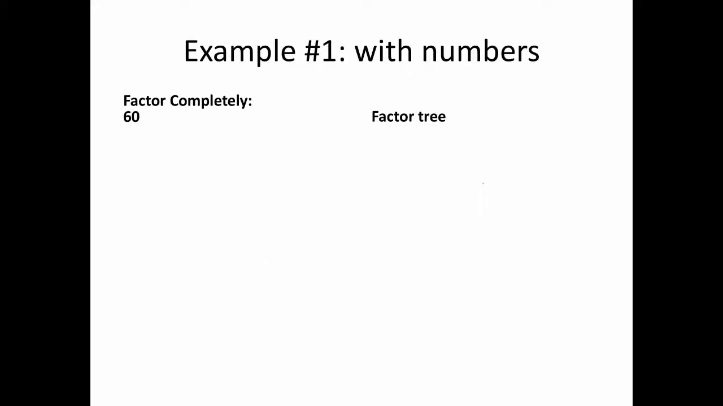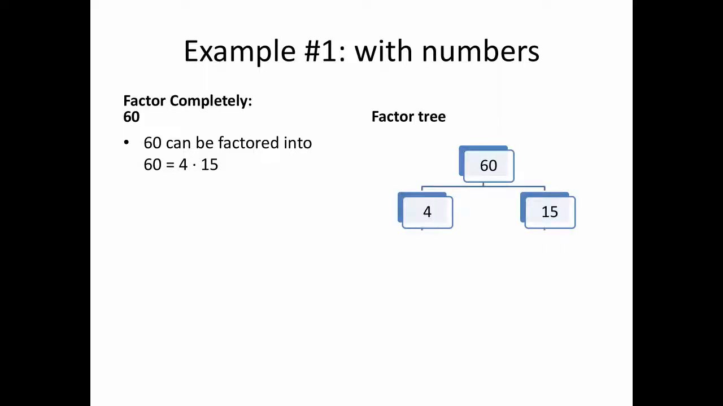I'll start with an example with numbers. Let's say that you're asked to factor completely the number 60. With numbers, we would want to find the prime factorization. So let's see, factoring 60 completely. 60 can be factored into 4 times 15. So we can start the factor tree there.